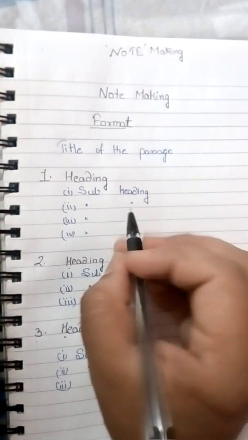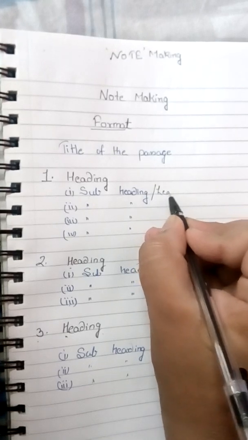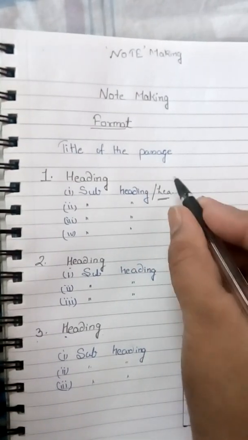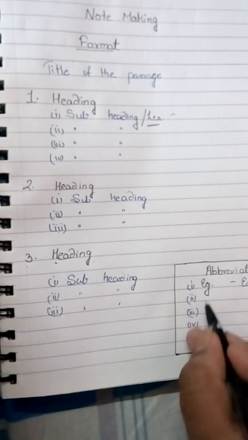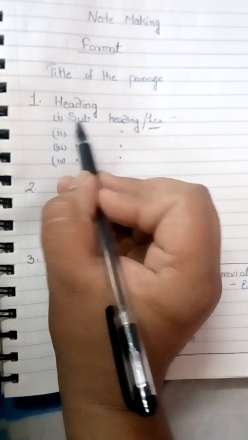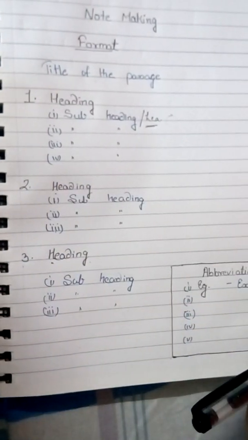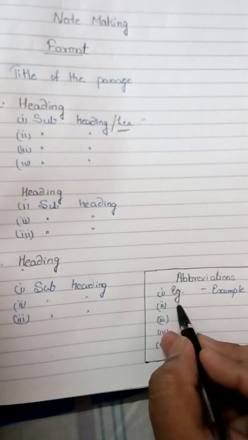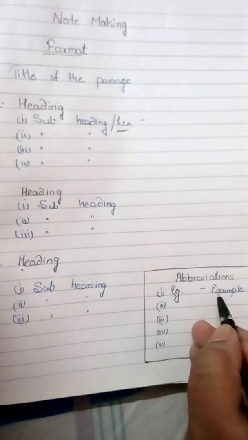For example, if you are writing subheading, you can also write it as sub heading. This HEA means heading. All the abbreviations will be mentioned like this. For example, instead of writing the whole word example, you can write EG, and here EG means example.